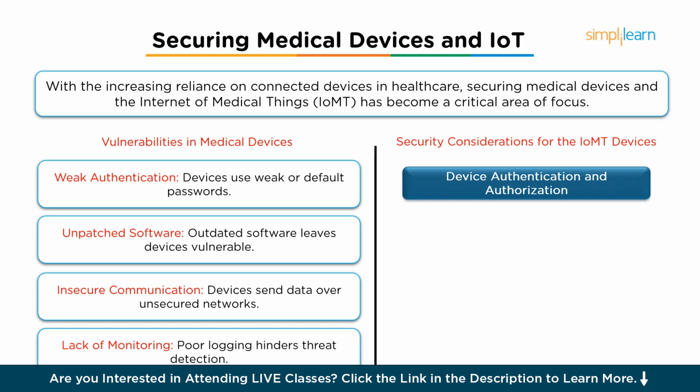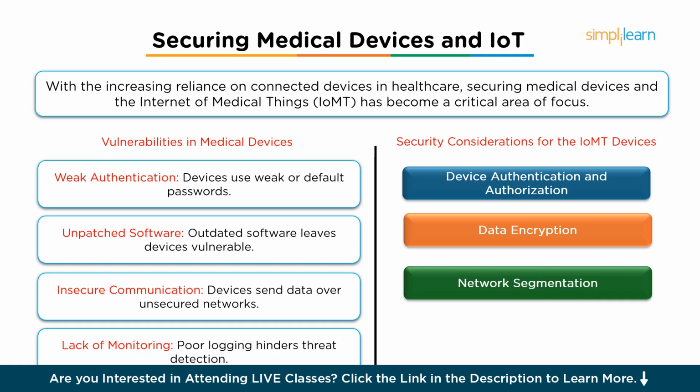To ensure only authorized users can access IoT devices, healthcare organizations must implement strong authentication measures, such as MFA and biometric access control. Data encryption. IoT devices transmit sensitive data, such as patient vital signs or medication dosages. Encrypting this data both in transit and at rest is crucial to protecting patient privacy.